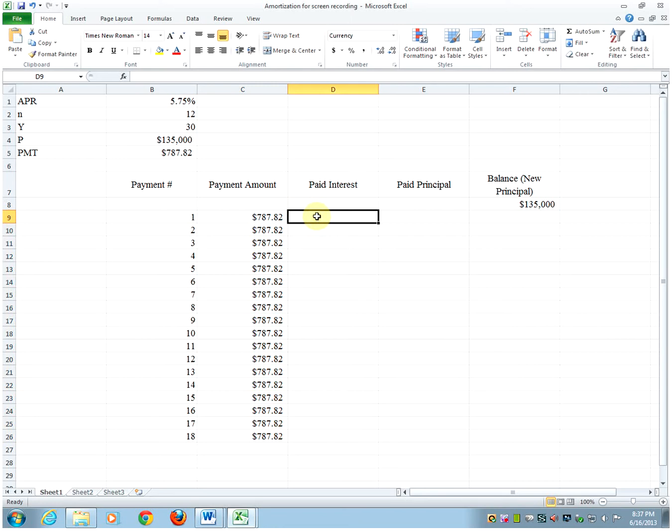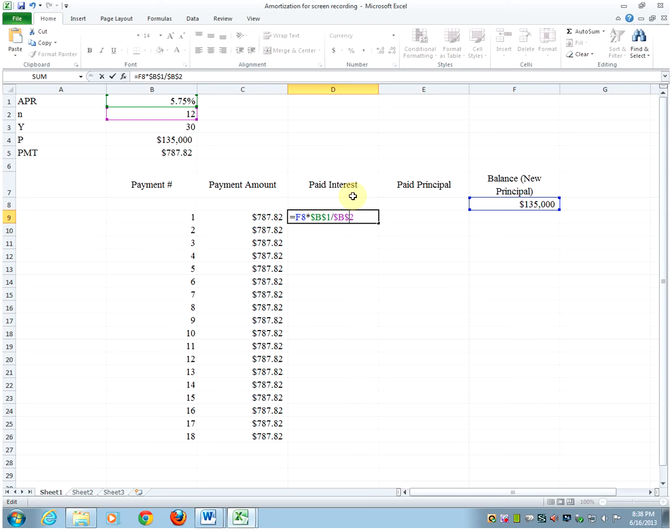Now your interest equals, everything is a formula here, is based off of your balance from your previous month. So notice no $ signs there, because as you pay something off, your balance is going to change. So it's cell F8 times your APR, and that we do want to use $ signs for, because APR is never going to change. It is a fixed rate, and we want to divide that by the number of payments in a year, cell B2. And that's how we're going to calculate the amount paid in interest every month.